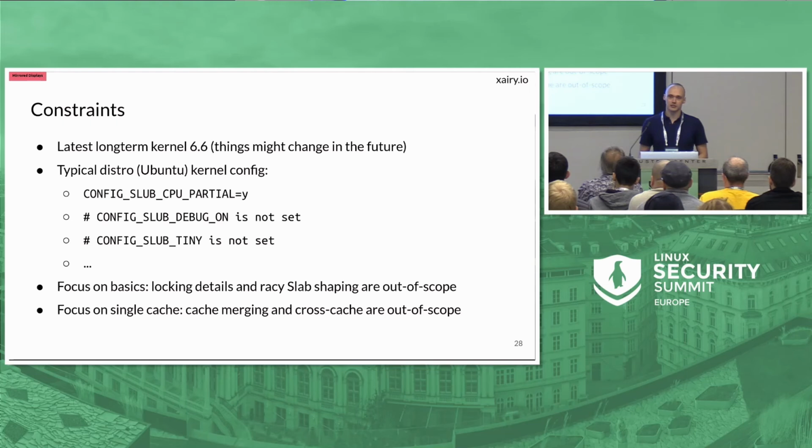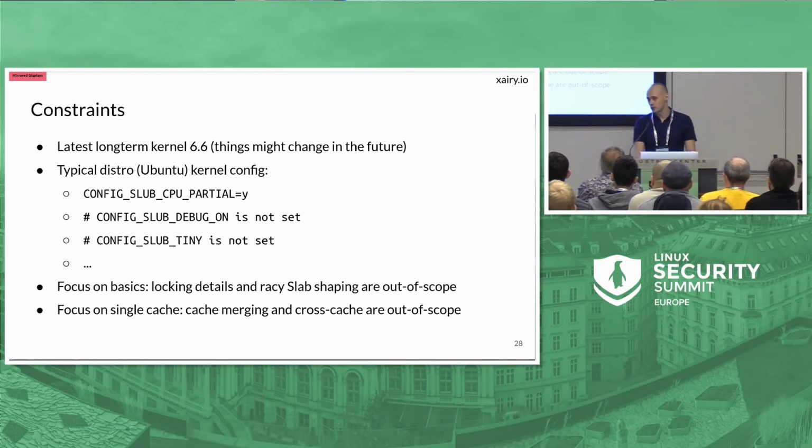And the reason is that the SLUB allocator evolves and things change. For example, in 6.8, there have already been some changes, and I'm going to reference some of those throughout the slides. This is the first thing. Then the SLUB allocator has a lot of different configuration options, and we're going to assume the most default one.